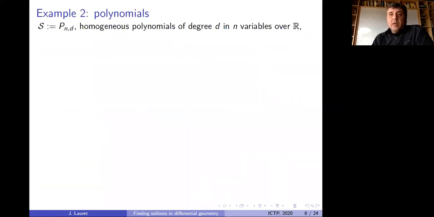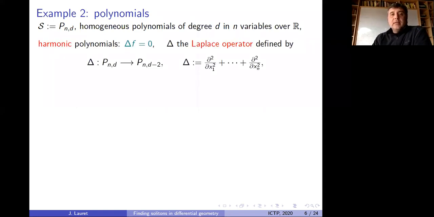Okay, for polynomials, take the vector space of homogeneous polynomials, I don't know, quadratic forms, binary, ternary forms. And in this case, the role of normal matrices or nice elements can be played by harmonic polynomials, which are the zeros of the Laplace operator.